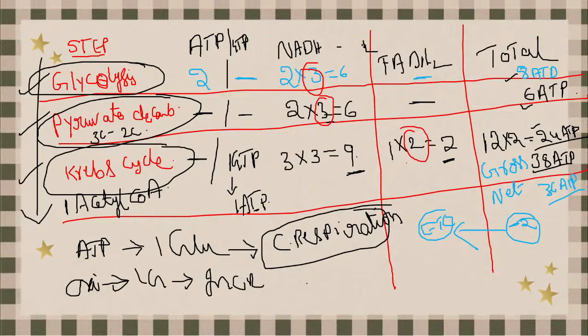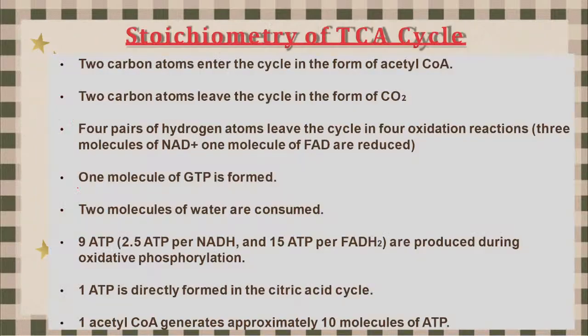Correct? But friends, sometimes in the exam, instead of considering 1 NADH as 3 ATP, they will consider only 2.5 and they'll consider FADH2 as 1.5. So how you have to calculate depends on the answer they have given in the exam. You have to follow that. Don't get confused here. Okay.